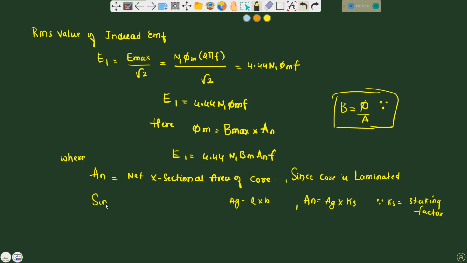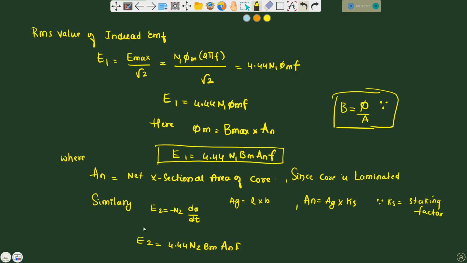Similarly, same for the secondary side, that is E2 will be minus N2 d phi by dt. Okay, and you will get the same thing. E2 equals 4.44 N2 Bm An F. Okay, these are all the EMF equations. So these are all EMF equations of transformer.